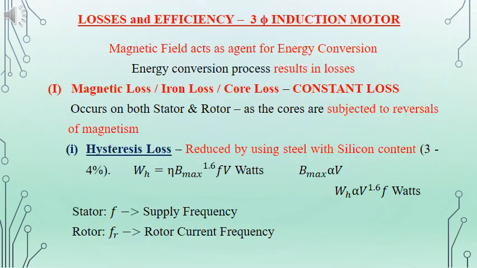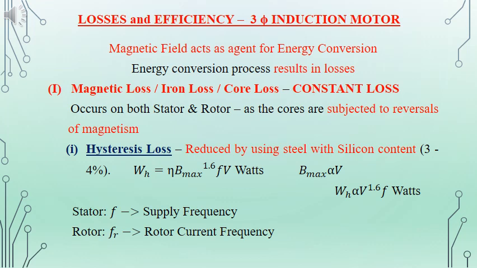In the power flow diagram of the three-phase induction motor, we had seen the losses that occur on the rotor side as well as the stator side, that is, in energy conversion. We will see once again, one by one, the different losses in a three-phase induction motor. The first one is magnetic, iron or core loss, that is considered to be a constant loss. We have to consider the magnetic losses on the stator as well as the rotor, and we have two types of magnetic losses, that is hysteresis loss and eddy current loss.